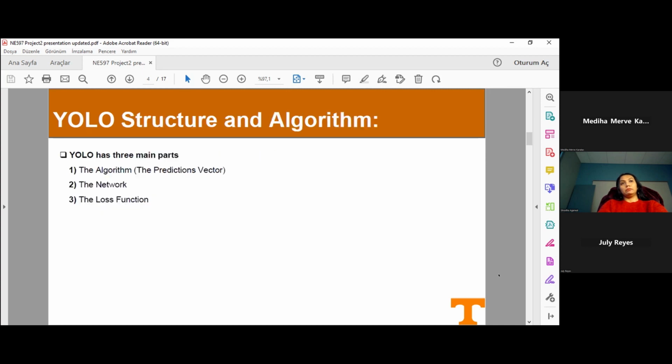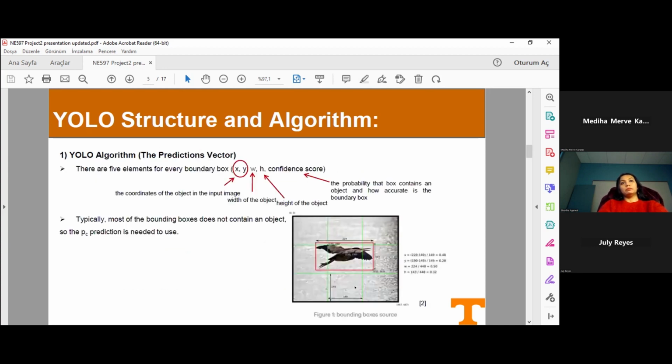YOLO has three main structures: one, algorithm; two, network; and three, loss function. I will explain each of them. Firstly, the YOLO algorithm.